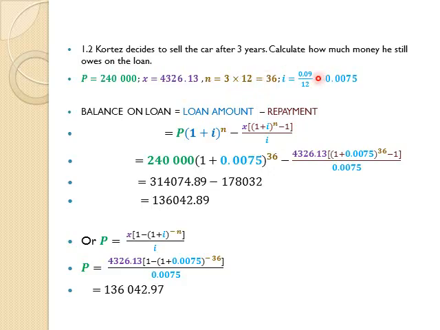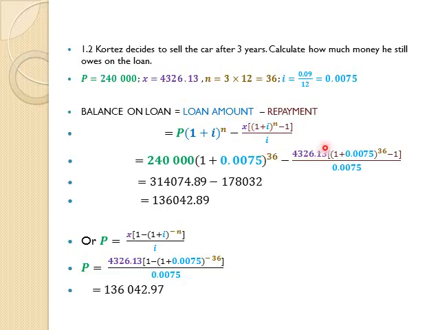The interest is still 0.09 over 12, or 0.0075. So for the balance on the loan, I'll do both ways. P(1 + i)^n minus X[(1 + i)^n - 1]/i. So P is 240,000, i is 0.0075 and n is 36. So far she's paid for 36 months, or 3 years.